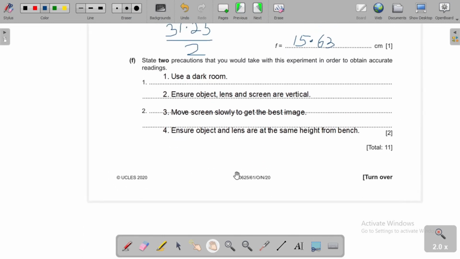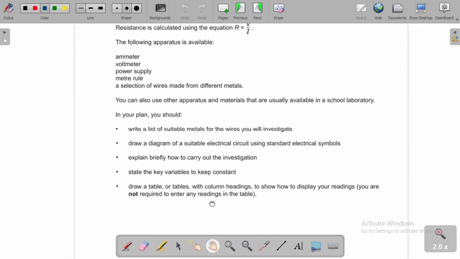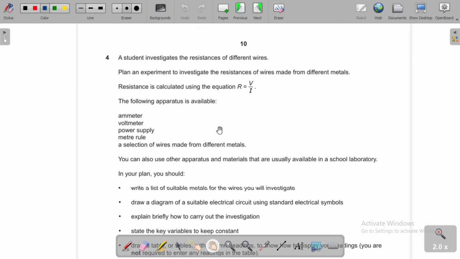Wow, we're almost done with this, and let's go to the next one. Planning an experiment. That is the last question. A student investigates the resistances of different wires. Plan an experiment to investigate the resistances of wires made from different metals.